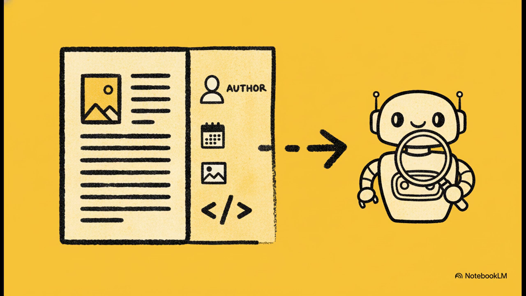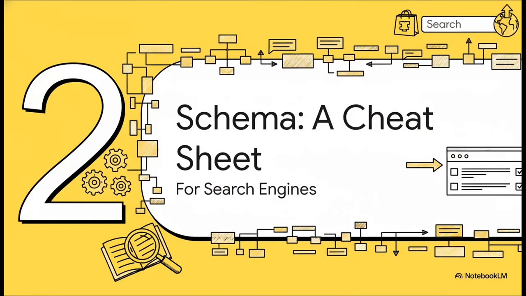Schema is basically this special vocabulary that you add to your website's code. Now, it doesn't change how your blog looks to your human visitors at all, but behind the scenes, it's giving search engines these crystal clear clues about what your content is, who wrote it, and most importantly, why it's a trustworthy source of information. The best way to think about article schema is like a cheat sheet that you get to hand directly to Google.